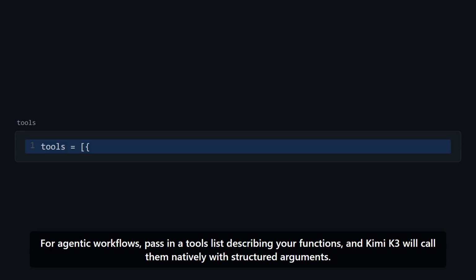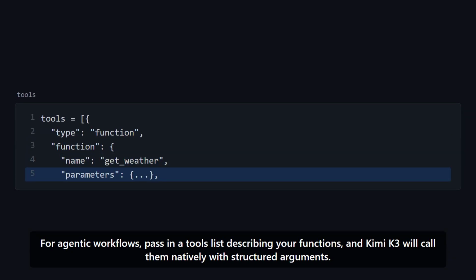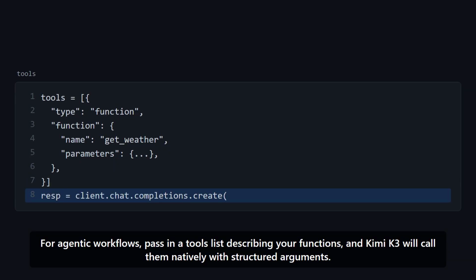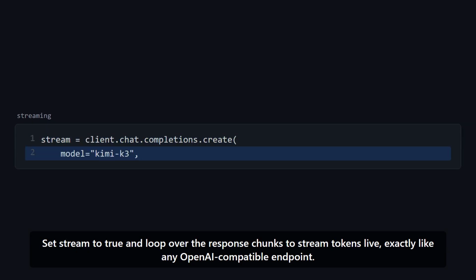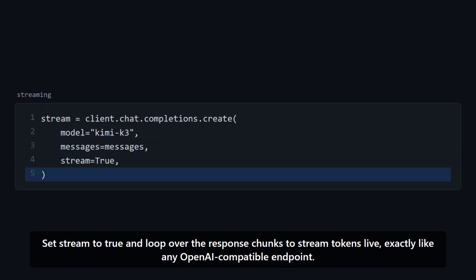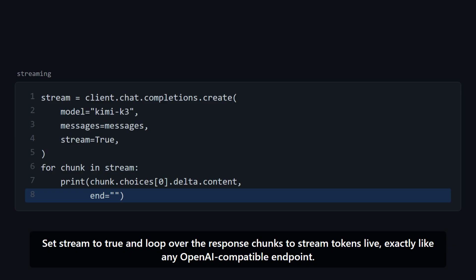For agentic workflows, pass in a tools list describing your functions, and Kimi K3 will call them natively with structured arguments. Set stream to true and loop over the response chunks to stream tokens live, exactly like any OpenAI compatible endpoint.